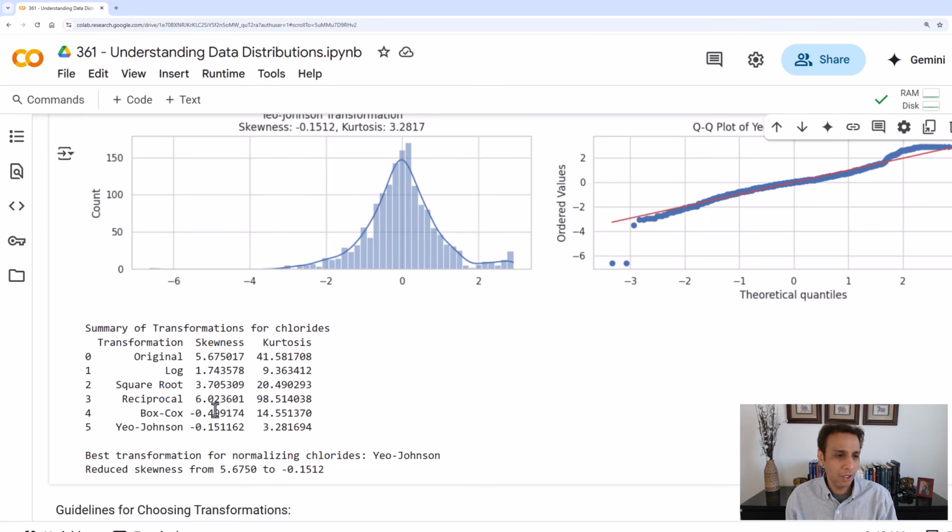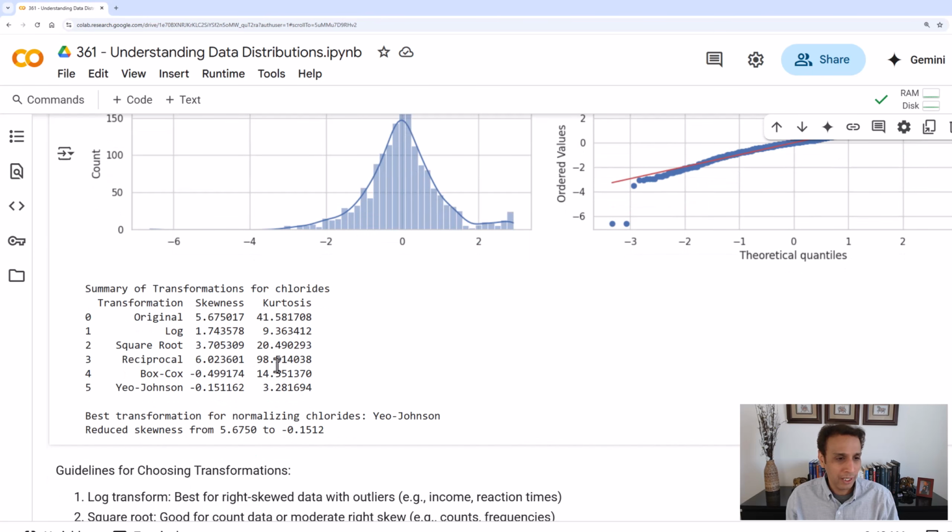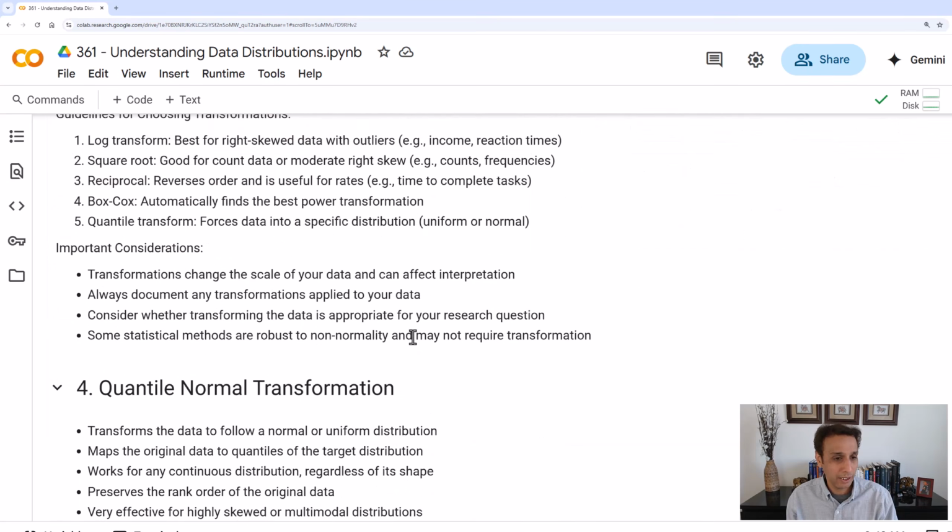So these are all the skewness and kurtosis for each of these. Again, you can go ahead and look at these and see if you made any improvements. In fact, later on, I'm sure I'm doing that in the next part.